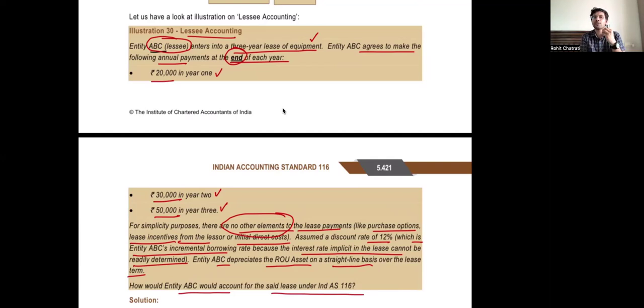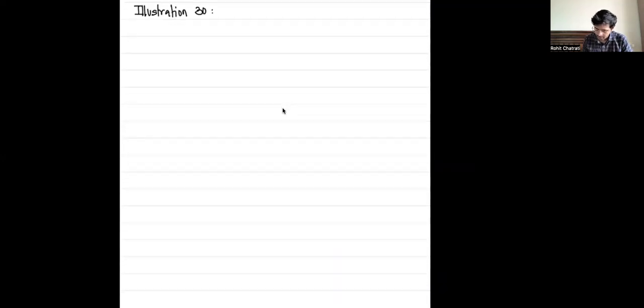How are you going to account for the lease in the income statement and in the balance sheet in each of the 3 years? That is referred to as subsequent recognition or subsequent measurement. Let's start by actually jotting down the solution.